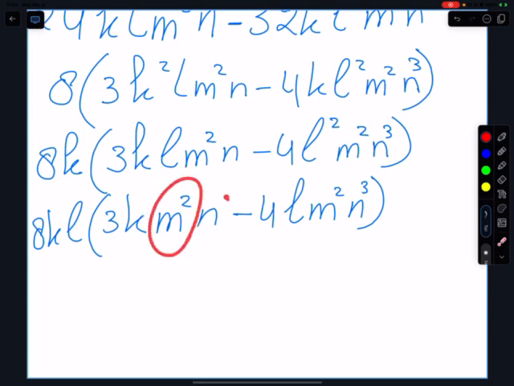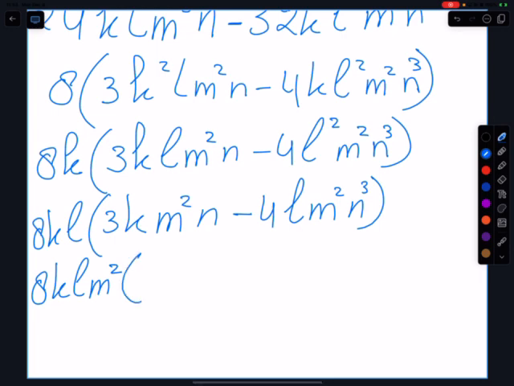We have m and we still have n. So here we have m squared, and if you notice, here is also m squared. So you have 8klm squared, 3k, m divided by m is 1, n, subtract 4l n to the power of 3.